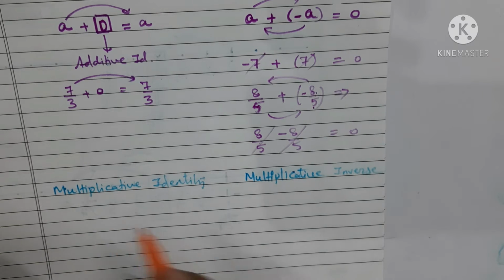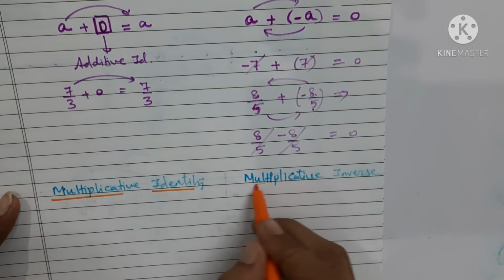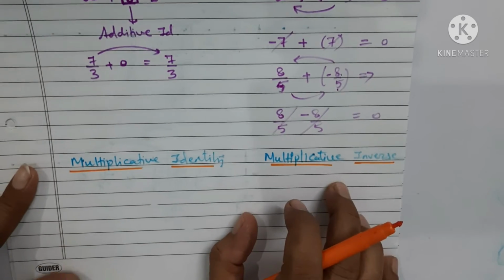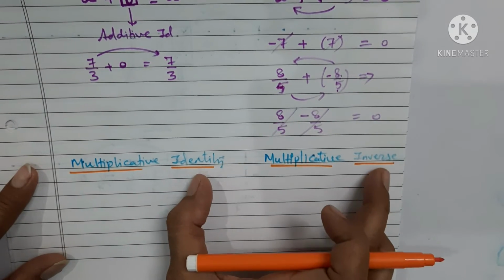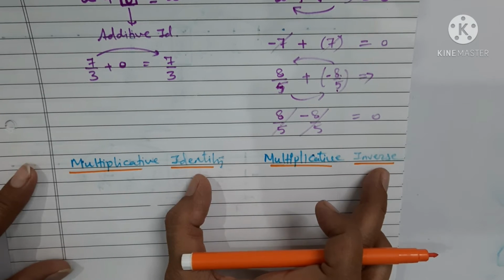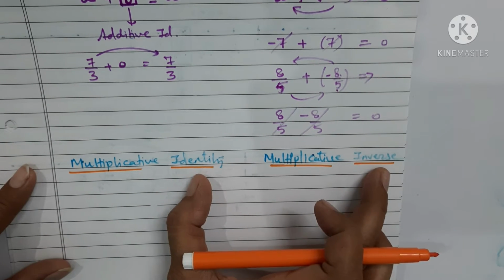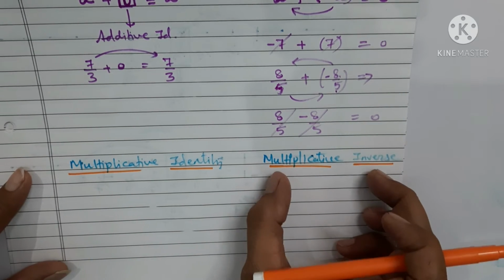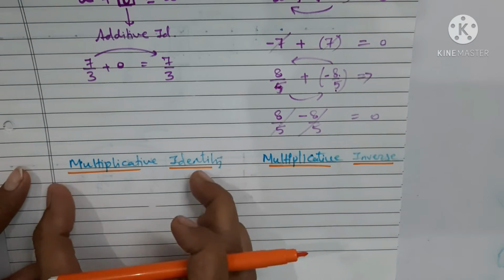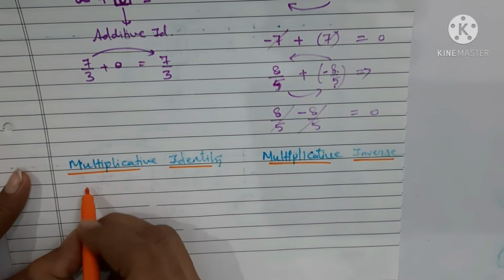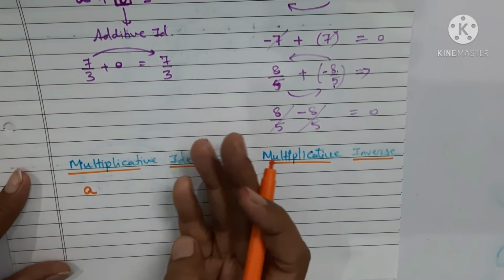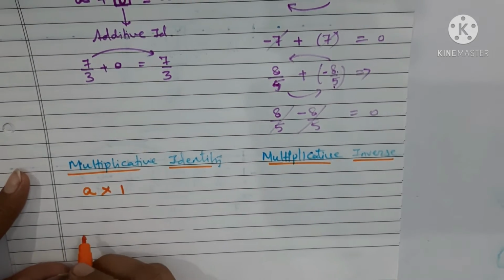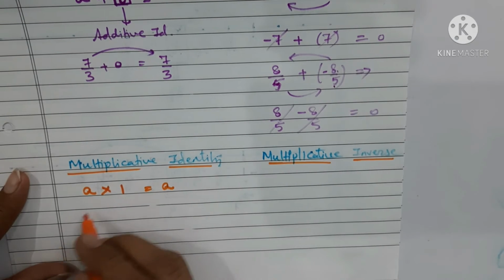So if you can see here, this is multiplicative identity, and these two words are different from each other. They are different words which are not to be considered the same. Remember, multiplicative identity is a different word and multiplicative inverse is different. In multiplicative identity, any number, say a whole number, integer or rational number, when multiplied with 1, you get the same number itself.